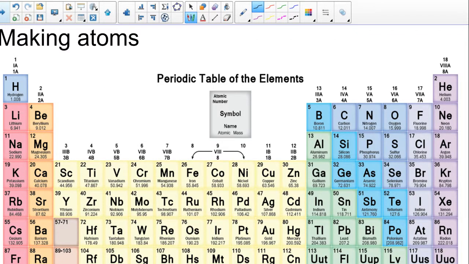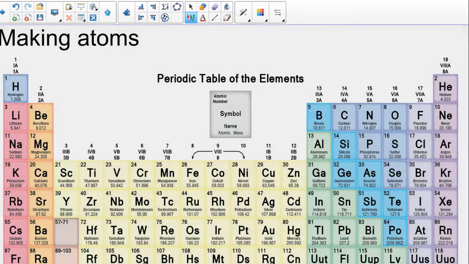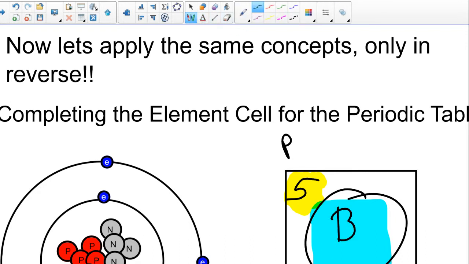So if we're going to go back to our periodic table, we need to find what has 5 protons, so we can count through them here. We've got 1, 2, 3, 4, 5. So we're looking at boron. So we're going to move back. We found out the symbol is just a big old B, and we would write boron.